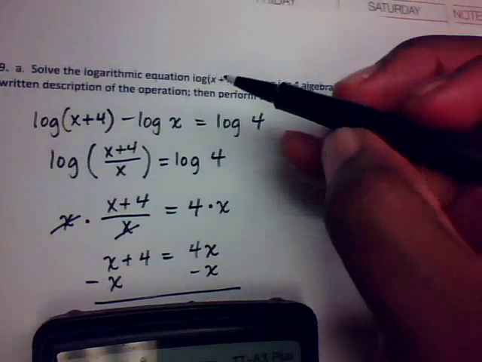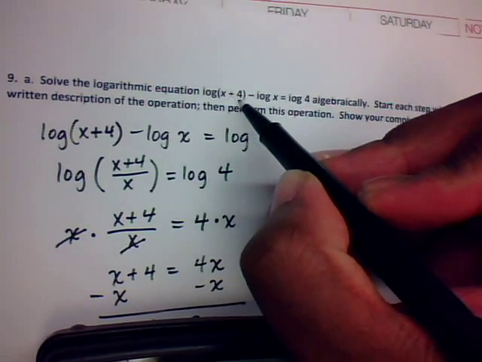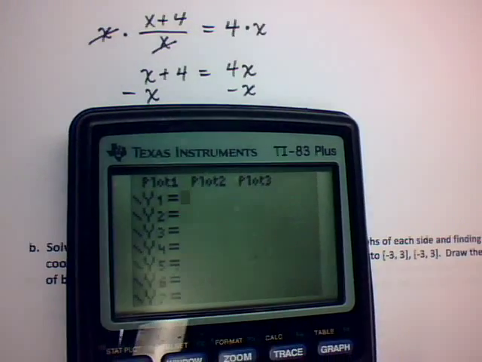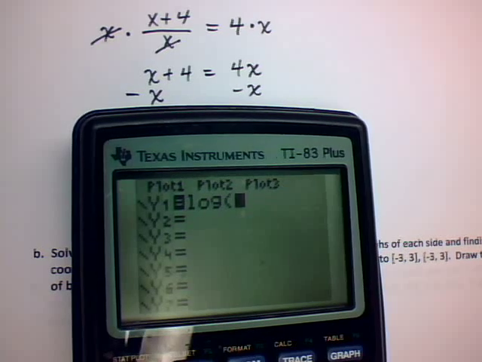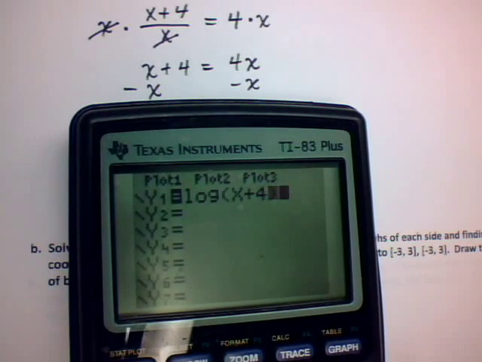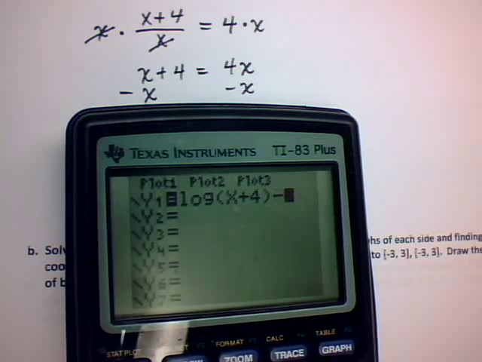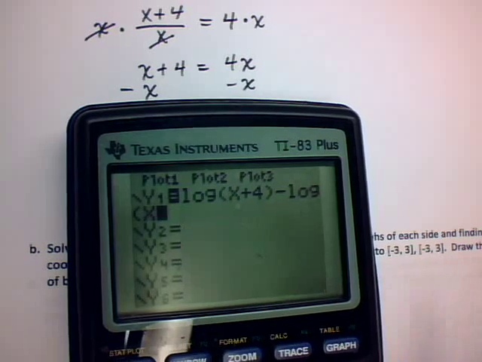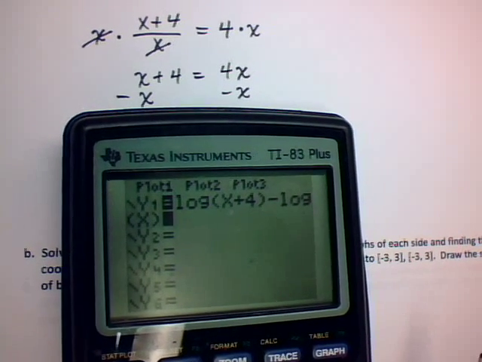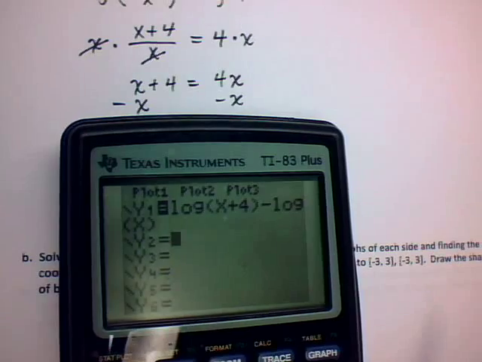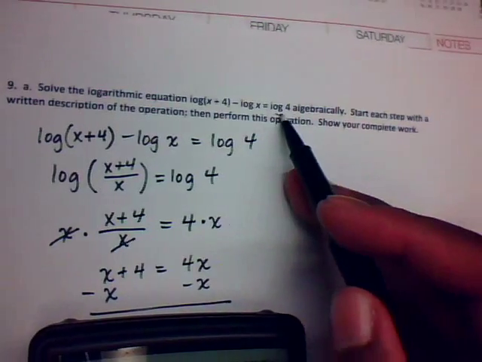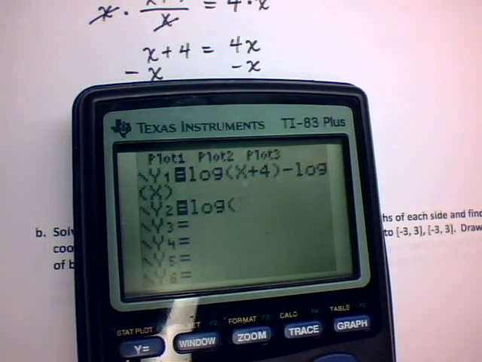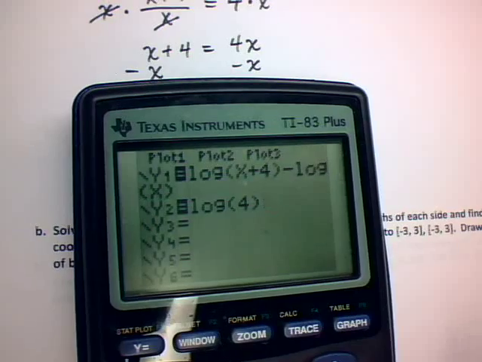Now, the left side is going to be the log of x plus 4 minus the log of x. So under y1, I'm going to press log and then x plus 4, close parentheses, minus, then press the log key and x. And then for y2, on the right side of the equation, I have log of 4. So we'll use that as y2. Press the log key and then 4, close parentheses.